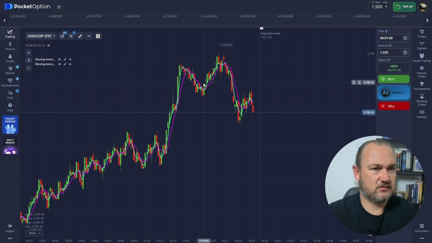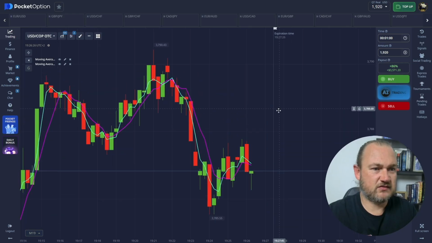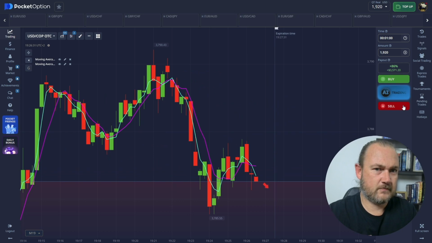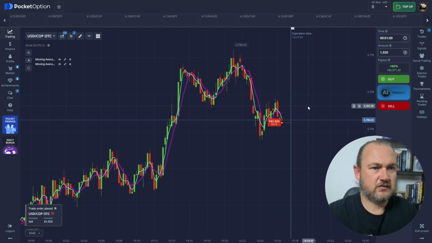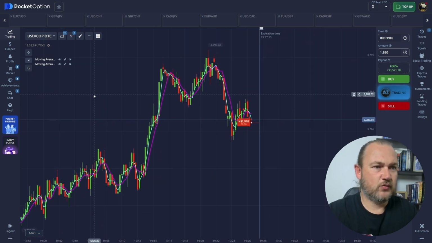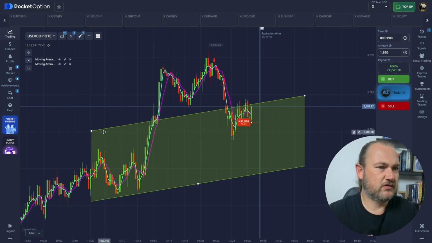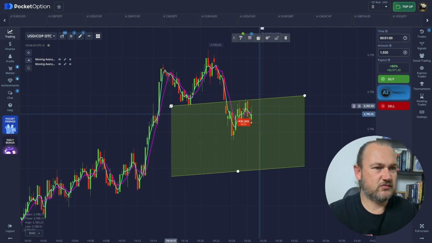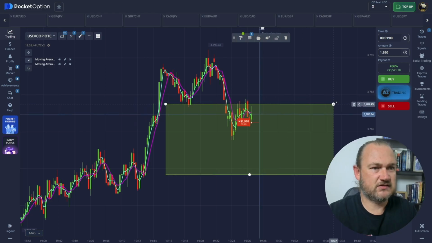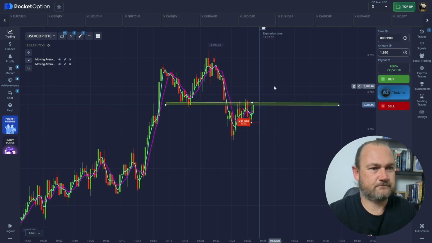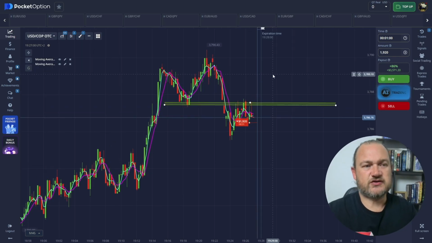We see price making new lows here. Let's just wait for this crossover. Here we go. Crossover confirmed, and we can clearly see that there was a beautiful resistance or support level here that got broken and tested. Something like that.